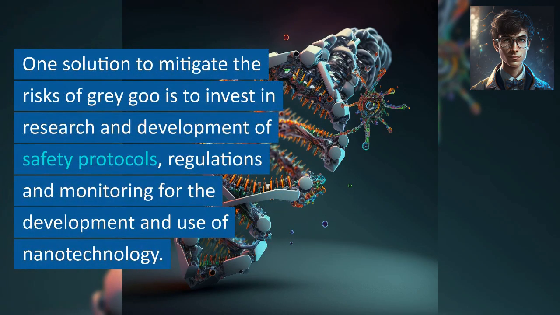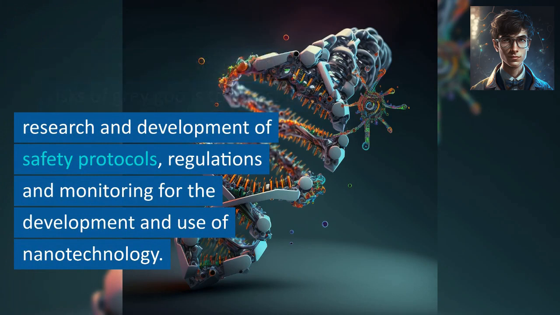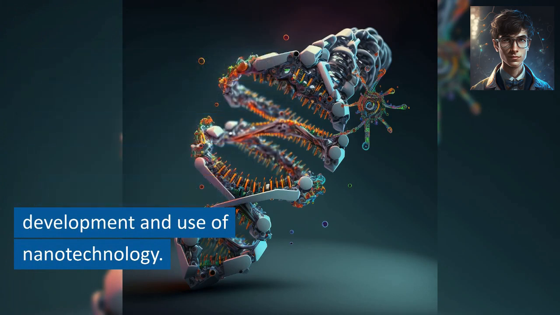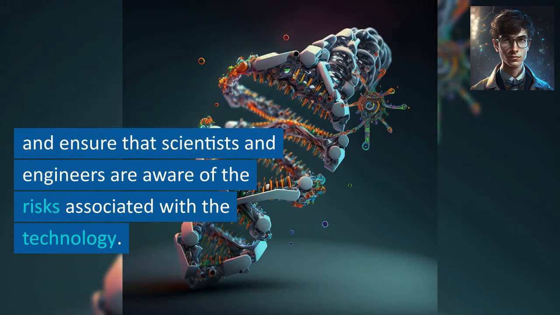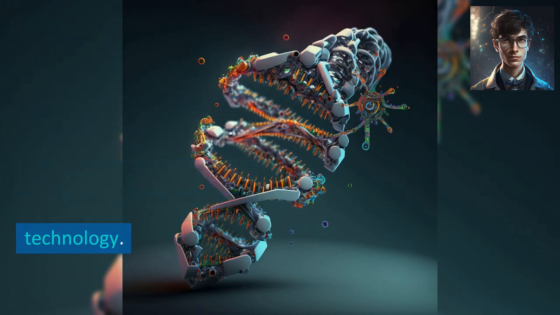One solution to mitigate the risks of grey goo is to invest in research and development of safety protocols, regulations and monitoring for the development and use of nanotechnology. This will help to prevent the accidental release of grey goo, and ensure that scientists and engineers are aware of the risks associated with the technology.